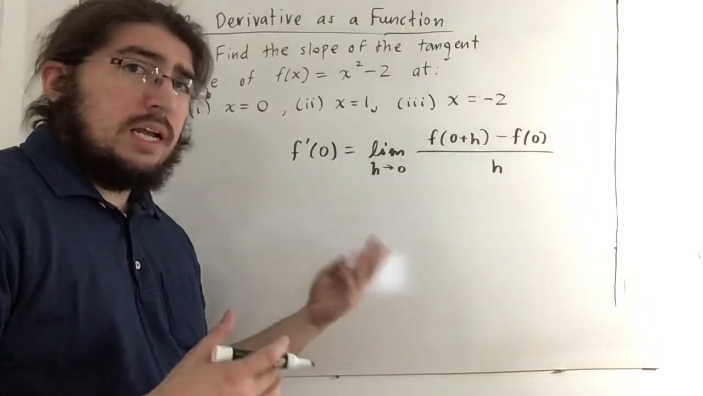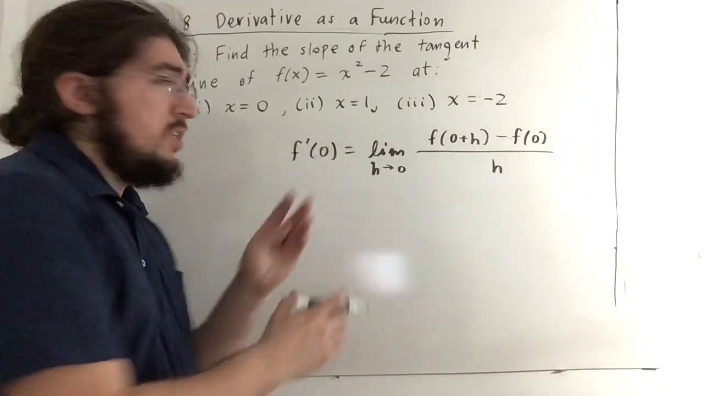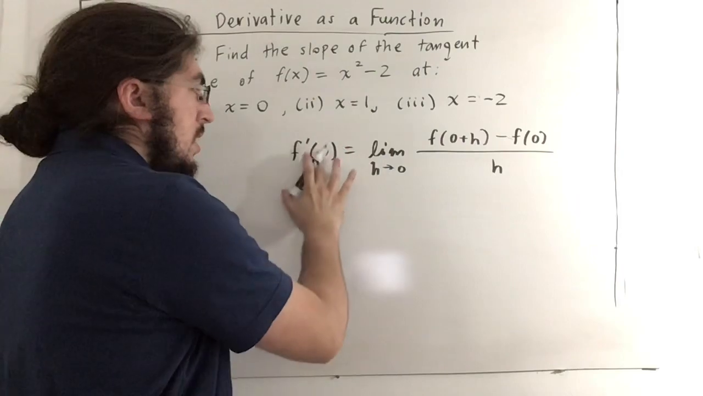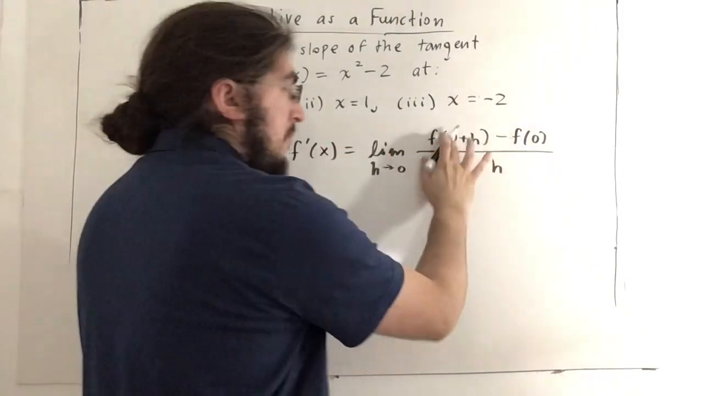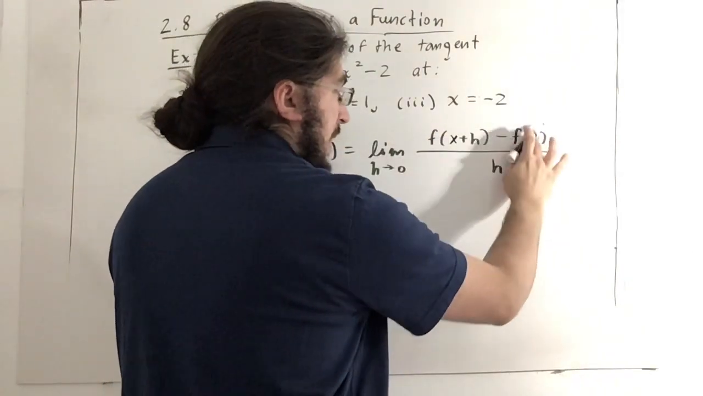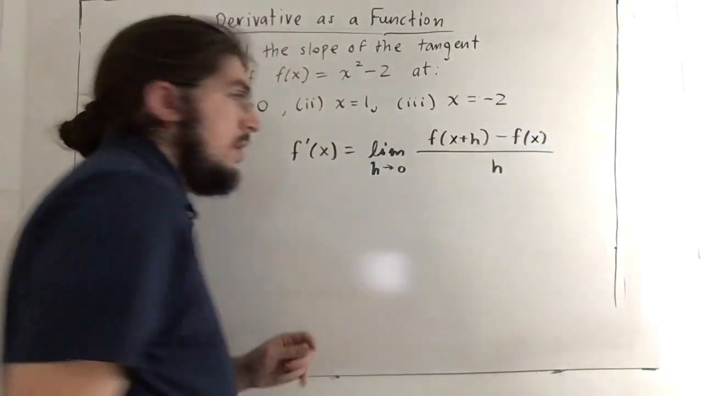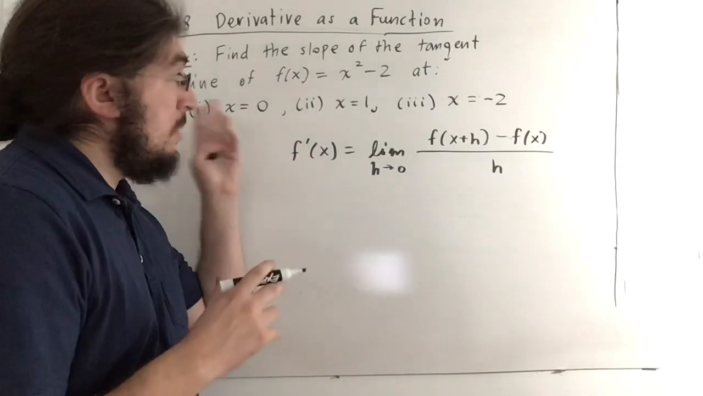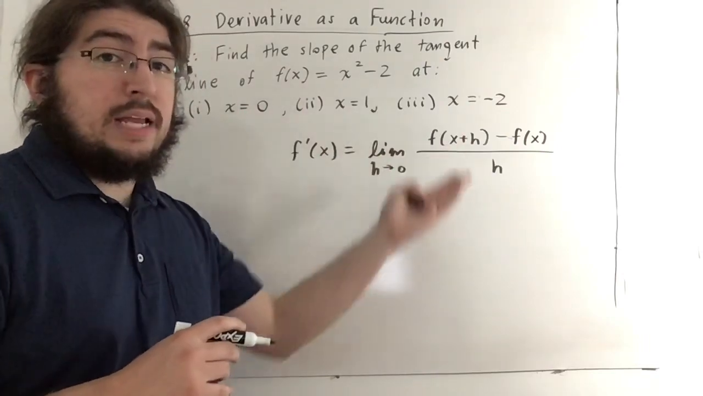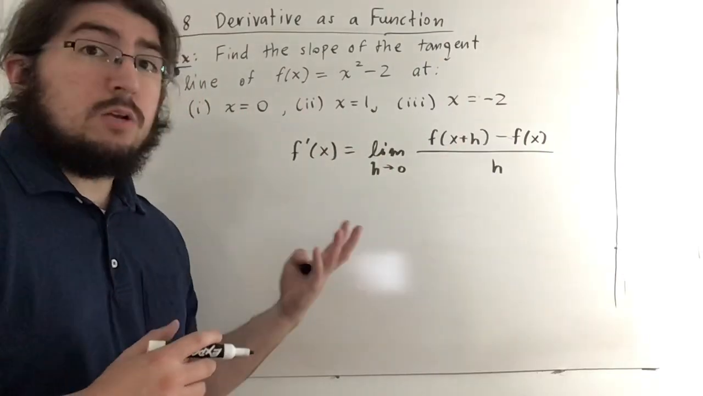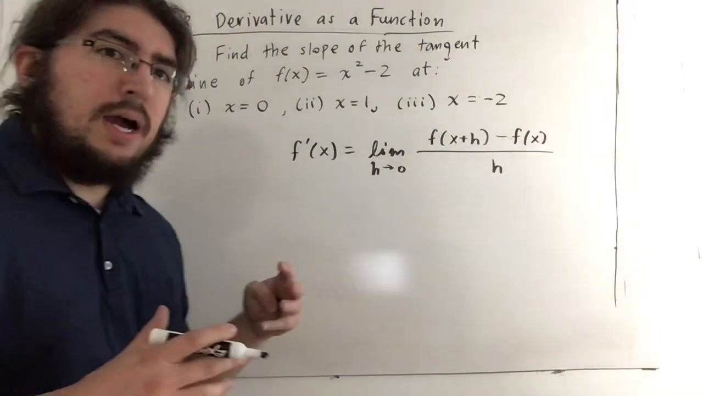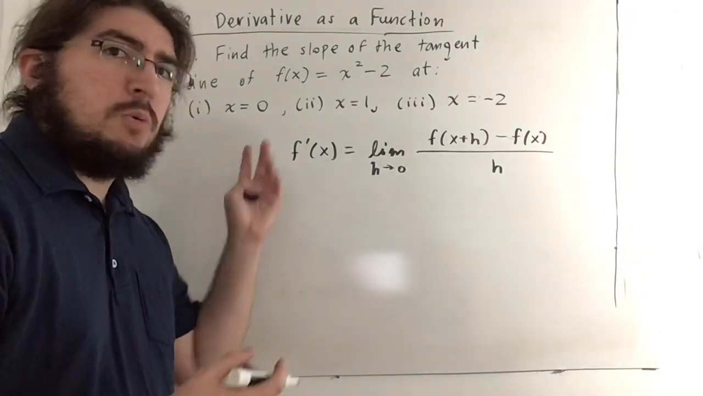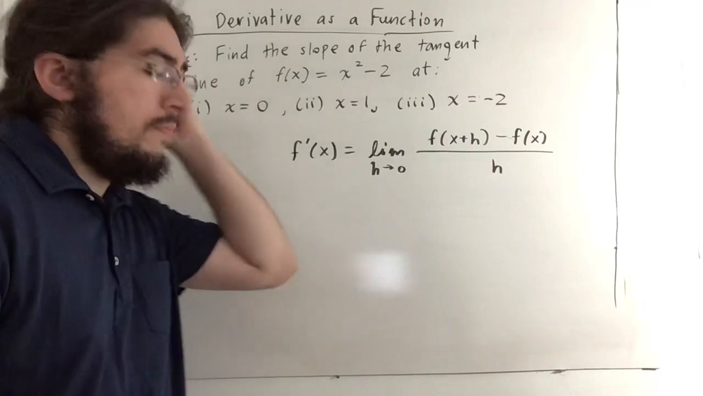But what I just explained from the previous screen, instead of doing it for 0, or 1 and negative 2, let's just do it for x. So f prime of x instead of 0. And then once we have this, it will be an equation for the derivative. Then we can just plug in 0, 1, and negative 2 after the fact. So it's a little quicker. So this is the idea behind derivative as a function, as opposed to derivative as a particular value.